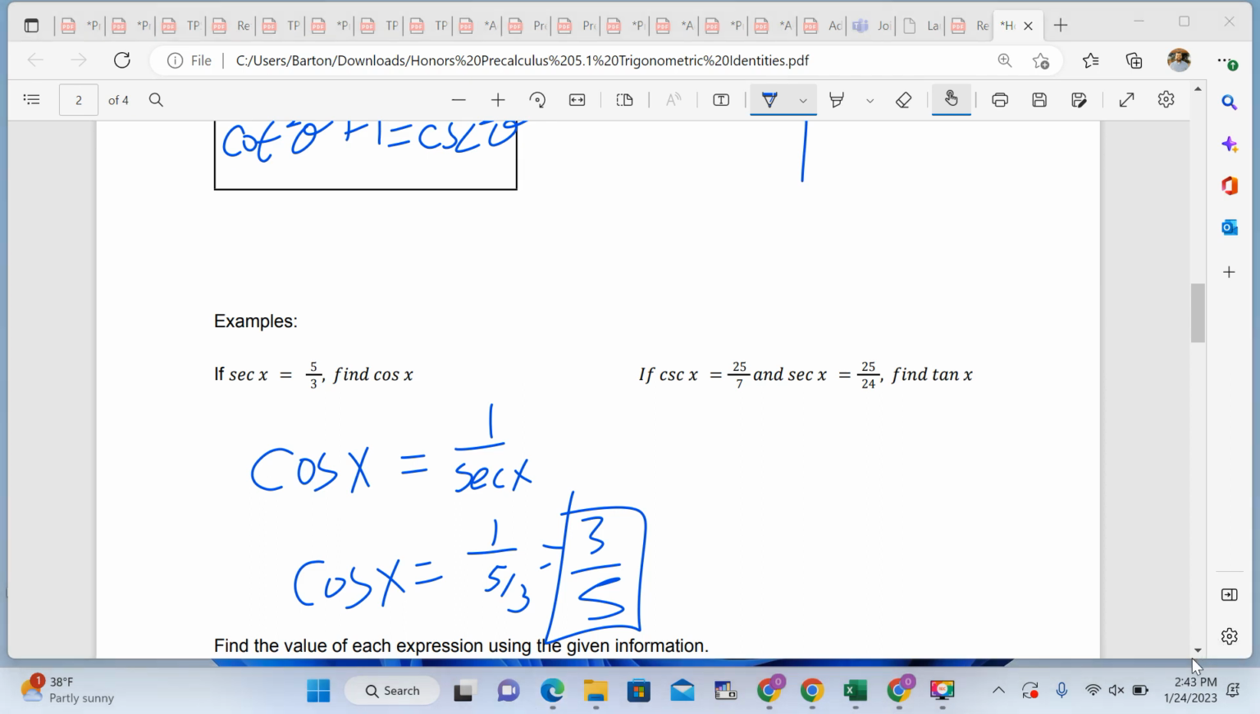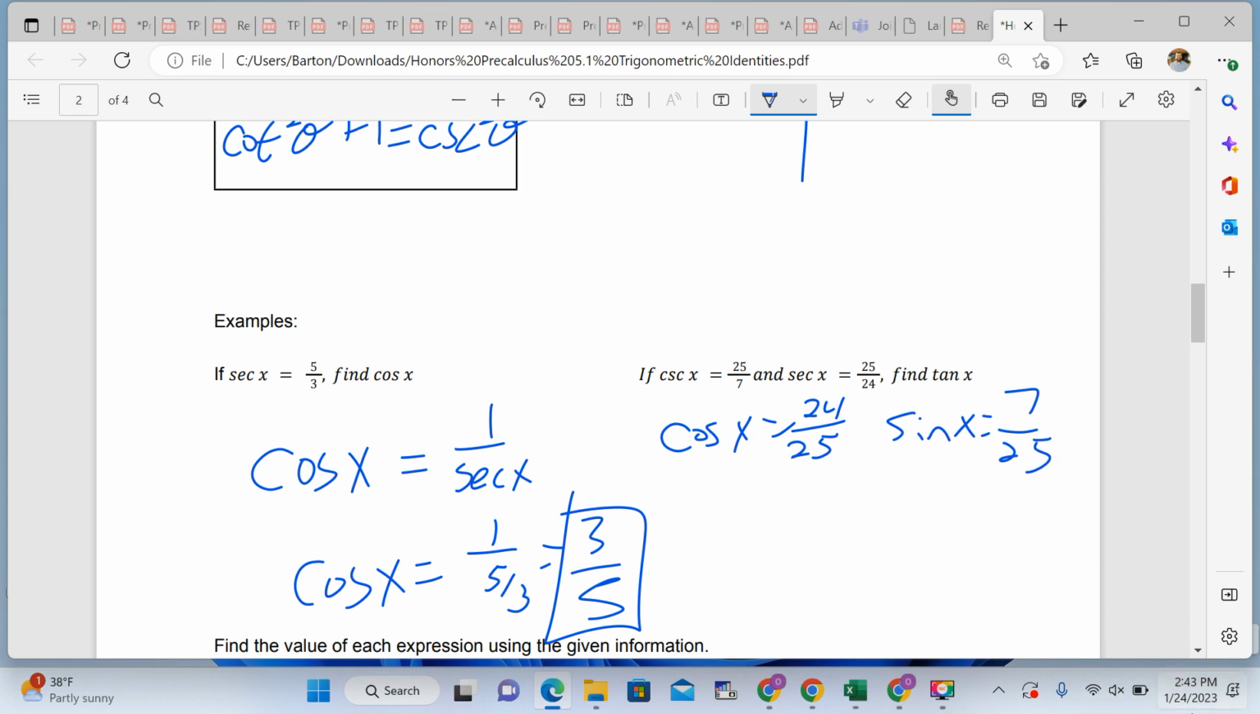Next, I'm giving you cosecant and secant. Find tangent. Now, there's multiple ways to do this. I could use our Pythagorean identities, but I'm just going to go with it here. So cosine x is equal to the reciprocal of secant, so I get 24 over 25. And then sine x I know will be equal to 7 over 25.